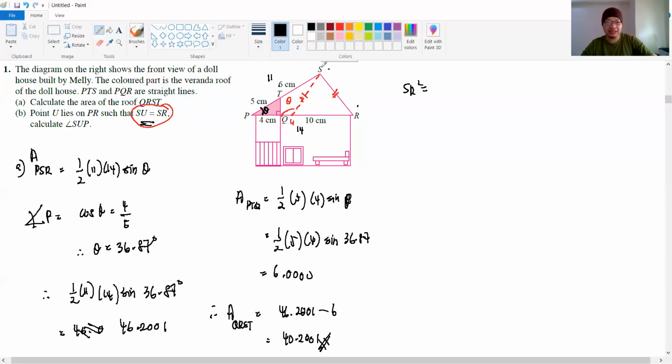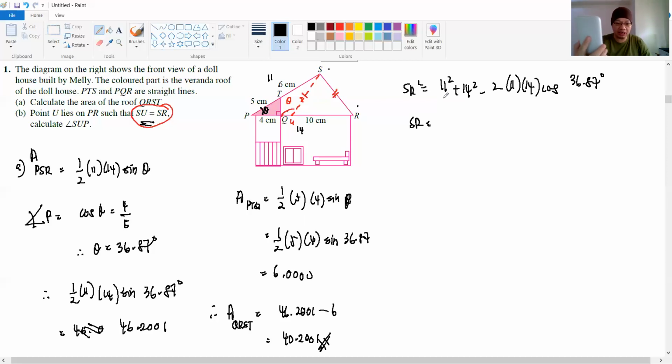SR squared equals to, since there's an angle, there's a length here, and a length here, and the angle given, so we can use the cosine rule. SR squared equals 11 squared plus 14 squared minus 2 times 11 times 14 cos theta here. That theta is 36.87 degrees. So SR equals what? You simplify everything and then don't forget to square root. So your SR should be the square root of 11 squared plus 14 squared minus 2 times 11 times 14 cos 36.87.